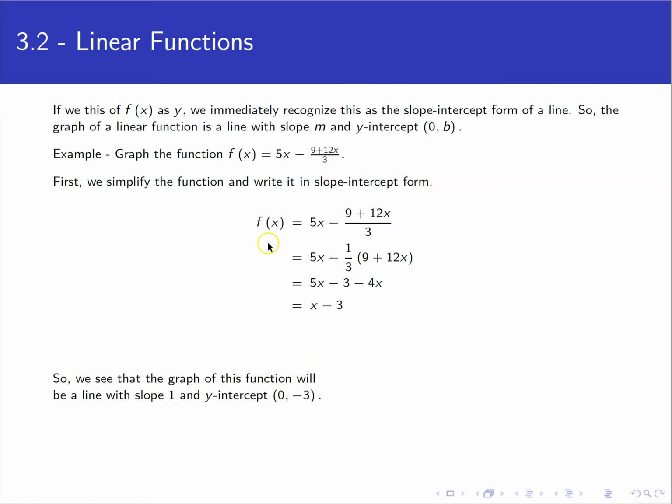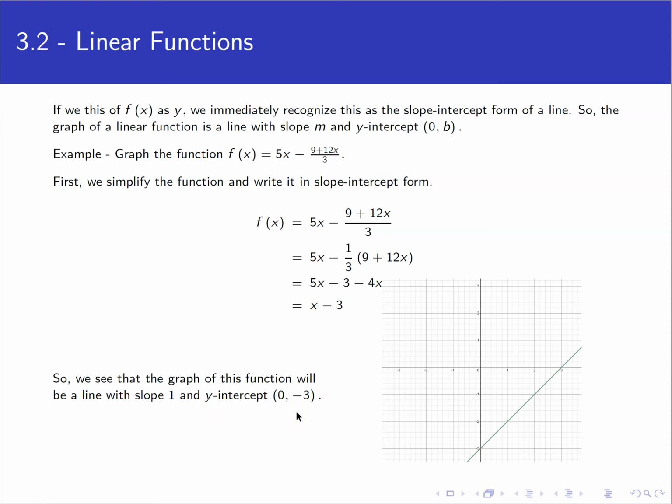Again, if we think of this f of x as being y, then we've got the slope-intercept form of y equals x minus 3. The m value here would be 1, and the y-intercept would be the point (0, negative 3). And that allows us to get a graph of the line pretty easily. If we start at the y-intercept and we go right 1, up 1, because we've got a run of 1 and a rise of 1, plot another point, right 1, up 1, plot another point, right 1, up 1, plot another point, and draw our connecting line, we get this green line that's in the graph here.